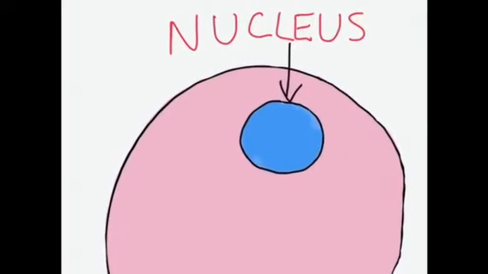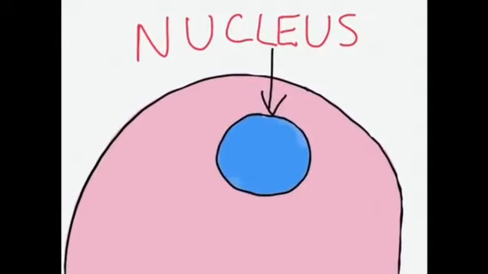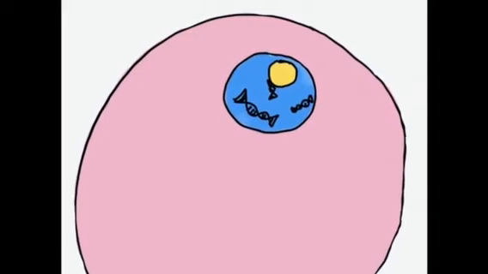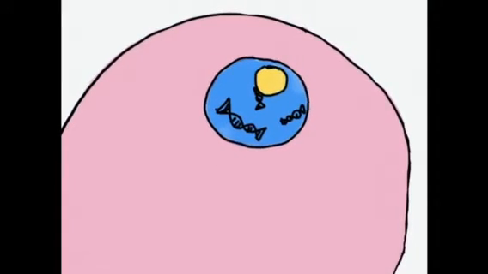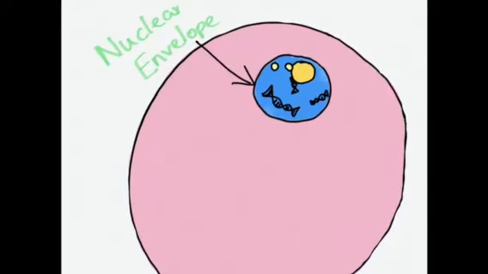Now we have the nucleus. The nucleus controls everything in the cell. It also contains DNA, which is the genetic information. Each cell has its own type of DNA. Inside the nucleus is a nucleolus, which produces ribosomes. But how do the ribosomes leave the nucleus? They leave through pores in the nuclear envelope, which is like the membrane for the nucleus.